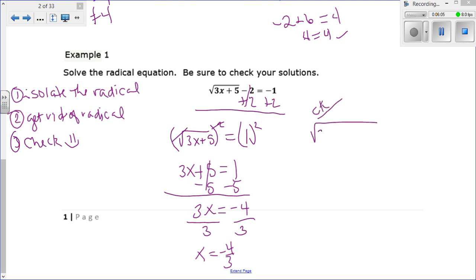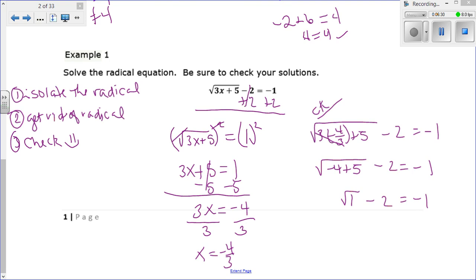So I will have 3 times negative 4 thirds plus 5 under the radical, minus 2 equals negative 1. Here this 3 cancels with that 3. So then I'll have negative 4 plus 5 under the radical, minus 2 equals negative 1. Negative 4 plus 5 is the square root of 1, minus 2 equals negative 1. And the square root of 1 is 1, minus 2 equals negative 1. So negative 1 equals negative 1. So that works.